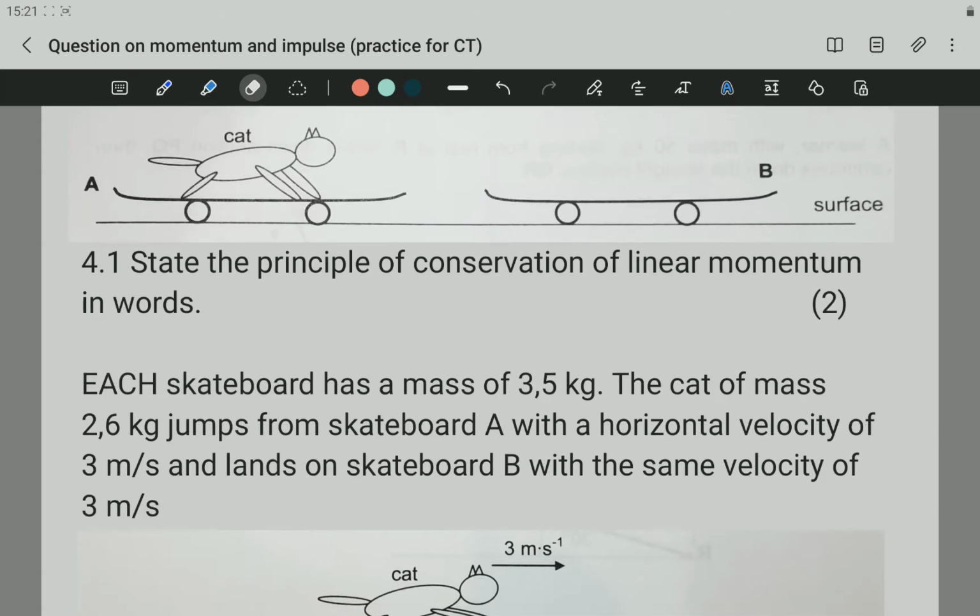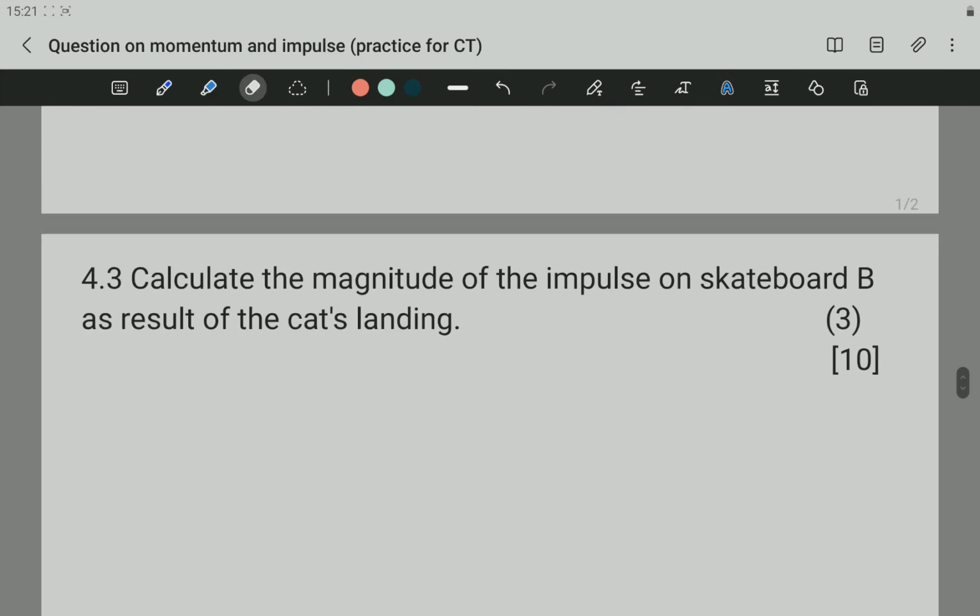That one is quite easy. We don't have to continue reading for the question. Let's answer that one, and then we'll give you time to read all the other parts of the question. Okay? So solution 4.1 is the principle of conservation of linear momentum.